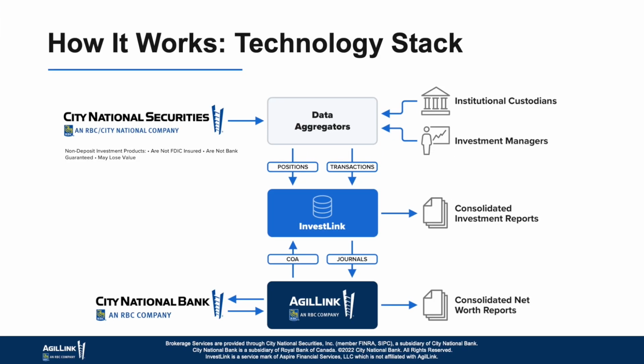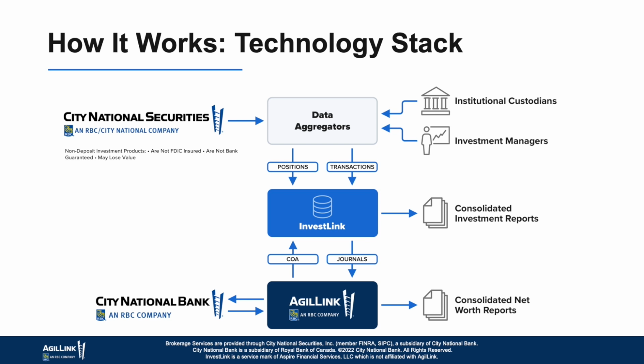InvestLink works by using multiple data aggregators to aggregate positions and transactions from over 300 custodians. These include institutional custodians and investment managers. The data aggregators receive daily position and transaction files from these custodians and normalize and consolidate the information. That information is then provided into InvestLink. InvestLink acts as a data hub that sits outside of AgilLink. InvestLink has an API integration with AgilLink.